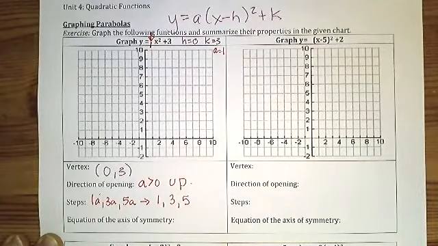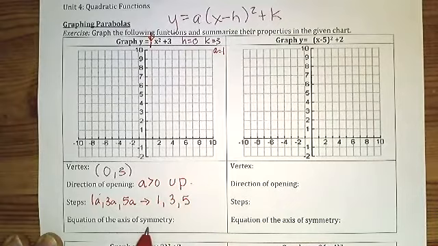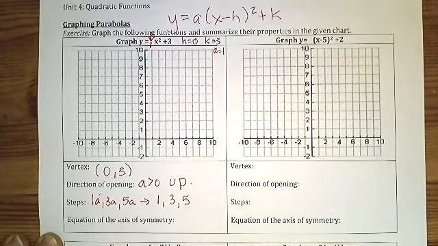We'll talk about the equation of the axis of symmetry after we plot our first example and we can see it visually. But after that, we should be able to get the axis of symmetry from our vertex. But let's plot this first.